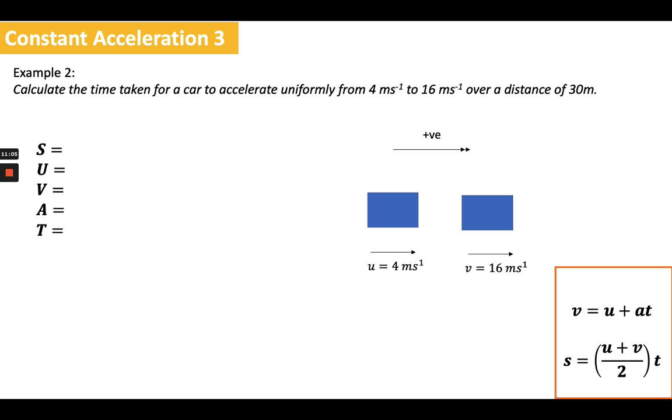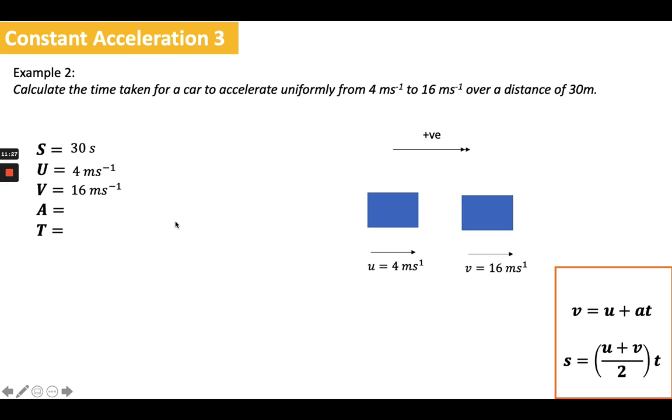Now I'm going to collect what information I've got for my 5 variables. I've got U is 4 meters per second, because it says from 4 meters per second to 16 meters per second, so V is 16 meters per second. And it says over a distance of 30 meters, so my displacement then is 30 meters. Sorry, that should say meters. That's my mistake, that should say meters.